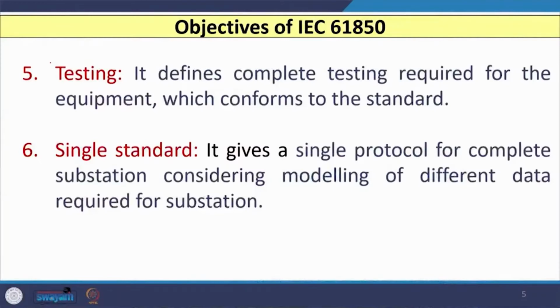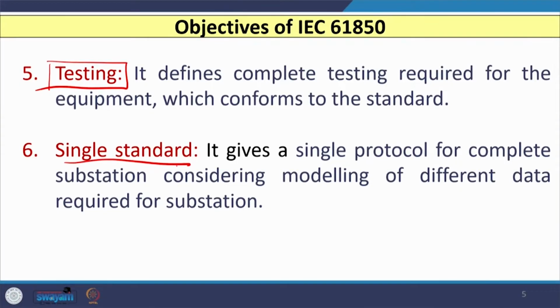The fifth objective is known as the testing of the particular IED. This testing defines the complete testing required for a particular equipment which confirms a particular standard, that is the IEC 61850 standard. So, you have to test the IED, and while testing the IEDs this confirms that this IED is compatible with the IEC 61850 protocol or maybe some other protocol, as we have discussed in the introduction to PMUs. This is a single standard.